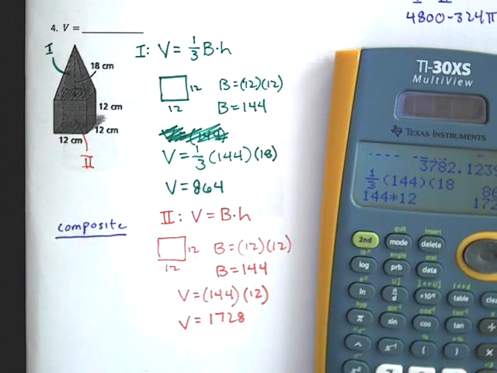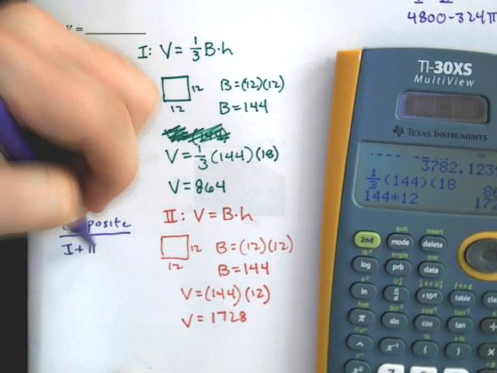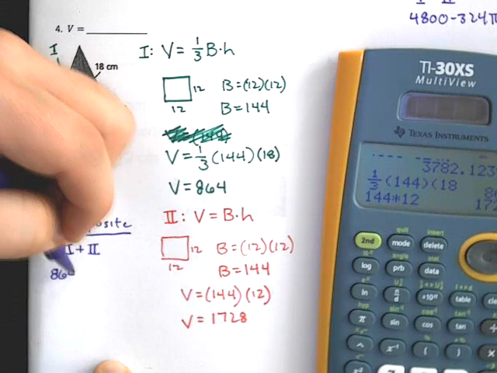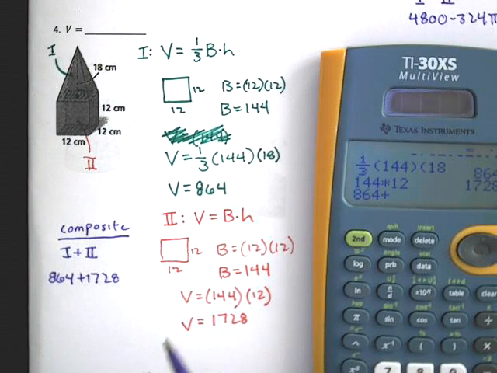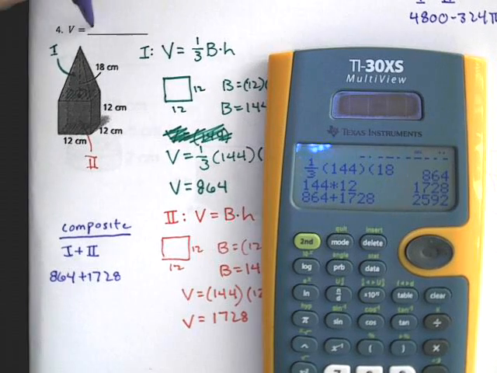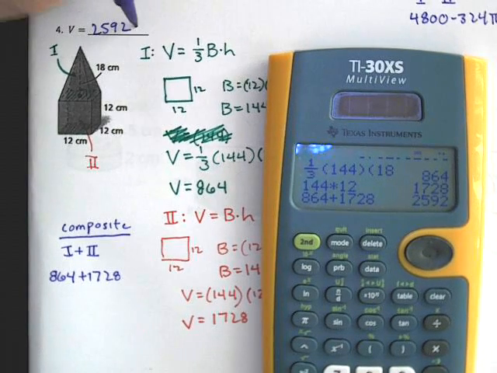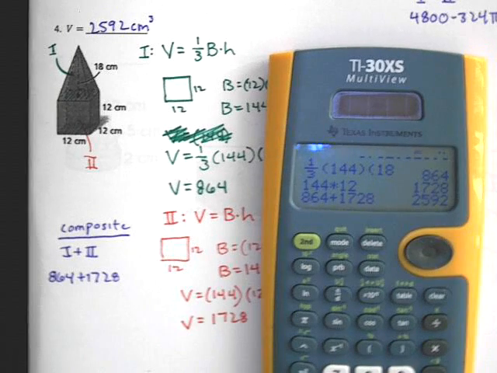What do you guys think here? Hopefully we're recognizing we're not taking anything away from a shape. I'm taking the whole volume of shape 1 and I'm combining it or adding it to the volume of figure 2. So I will have to add these two values together. 864 plus 1728, go to the calculator, 864 plus 1728, boom, 2,592 centimeters cubed. All right, that's it. That is all we have for volume.